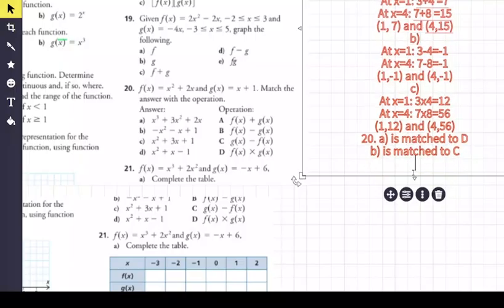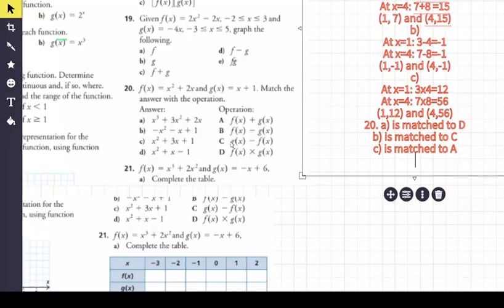Now we can see here, x squared plus 3x plus 1. Right away, we can see that 2x plus x added up together. So that means they're added together. So C is matched to A. And then finally, D is obviously matched to B, because what else can we do here?